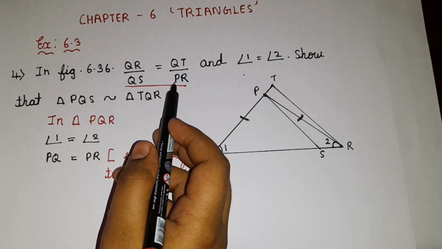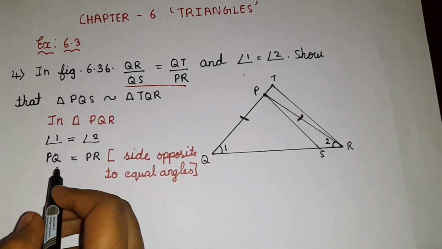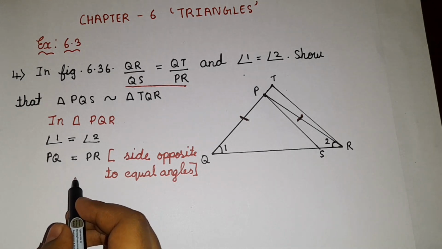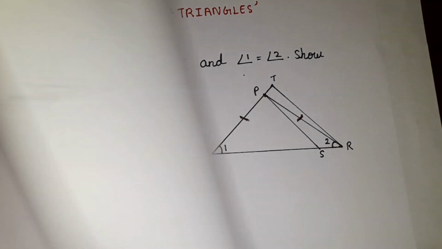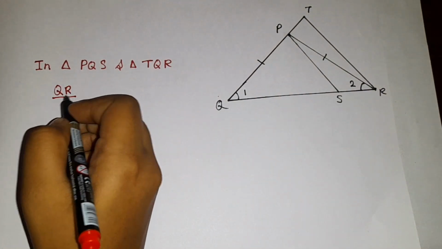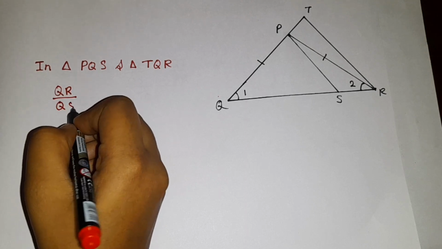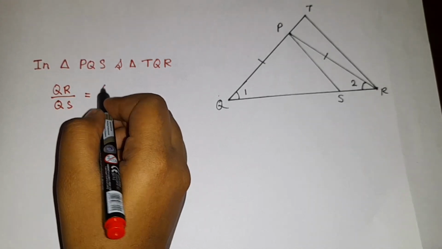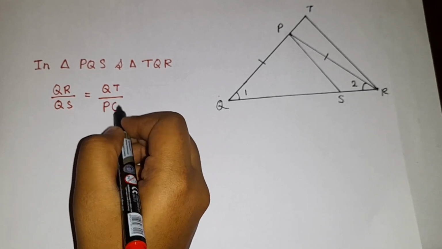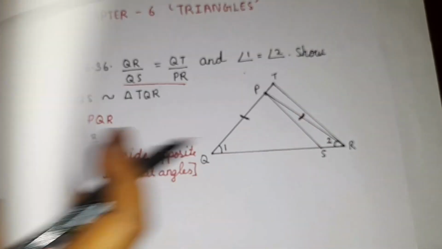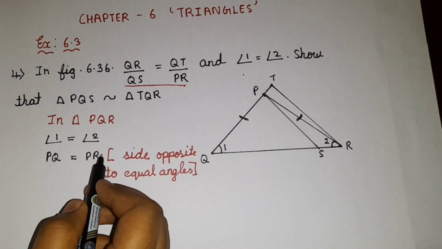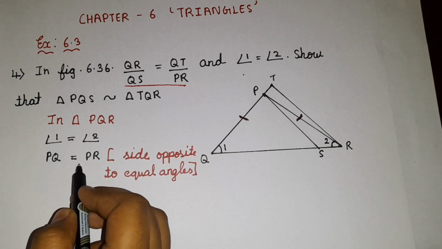I am going to be writing PQ, okay. So why? Because here I wrote PQ is equal to PR. So now let me write it, then only you will understand, okay. Alright guys, so I am going to be writing QR by QS is equal to QT by PQ. Otherwise you can write QP, both are same only, okay. So why am I gonna write PQ?